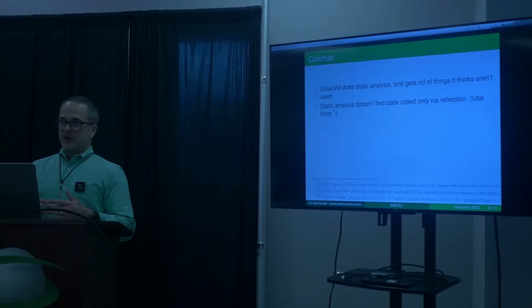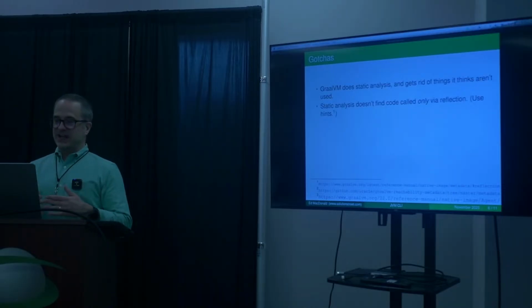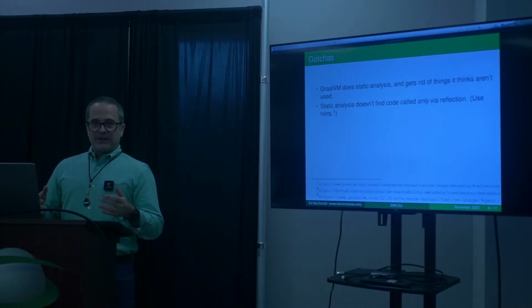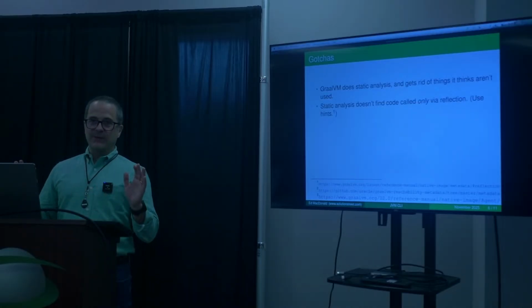Okay. So now some gotchas, some pain points that you're going to run into when you try to compile your code with GraalVM. The big one is that when GraalVM builds your project, it does static analysis, and it gets rid of things that it thinks aren't used. So if you have a jar file that you depend on that has a class with 200 methods in it, and your code only calls one of those methods as determined at compile time, not at runtime, Graal will take 199 of those methods and throw them away, not even put them in the binary, because it knows that they're not used.